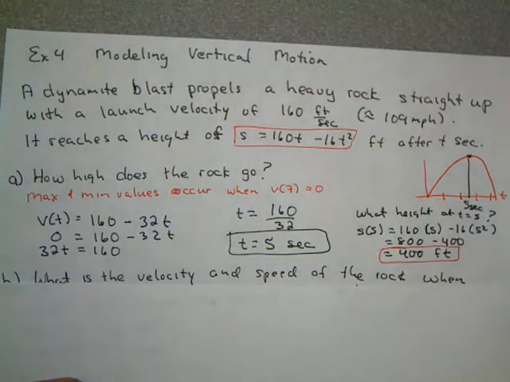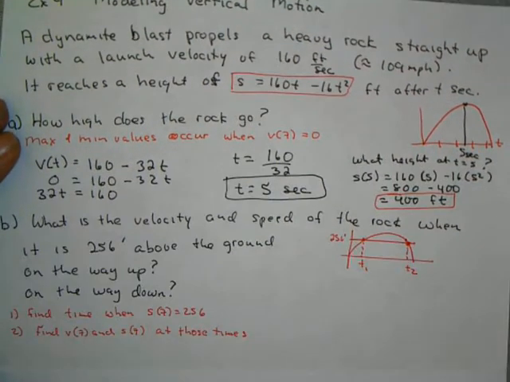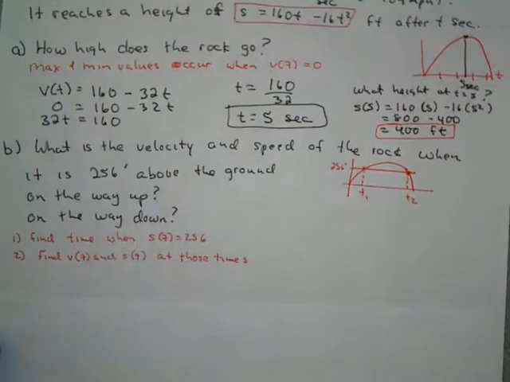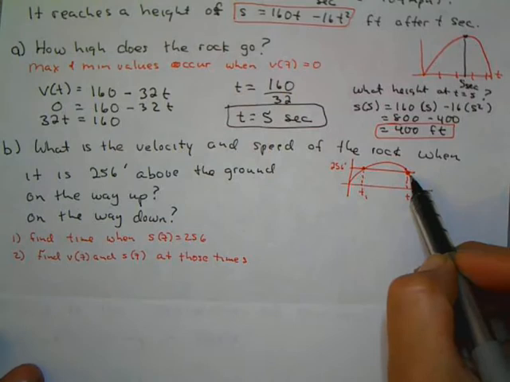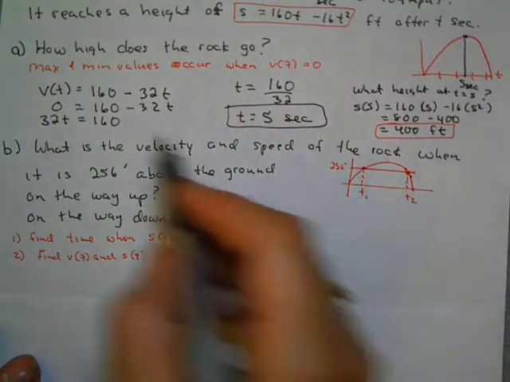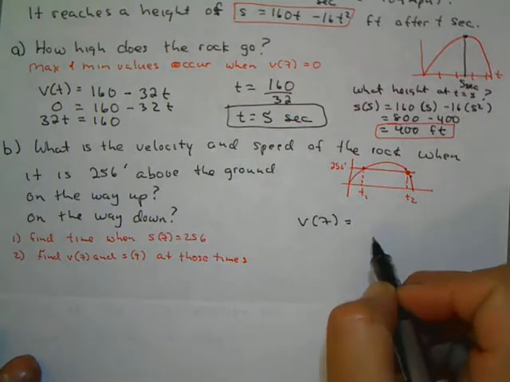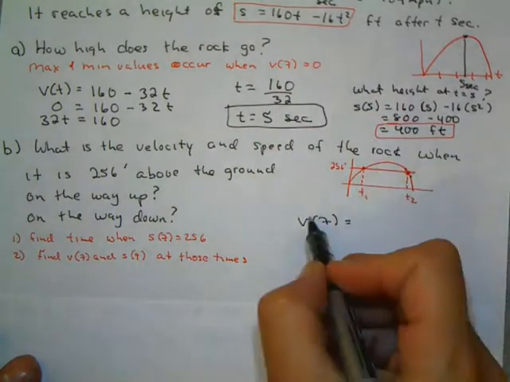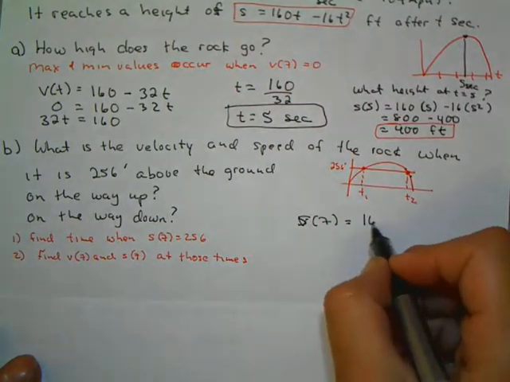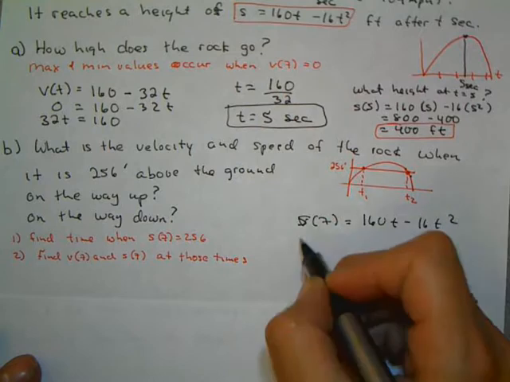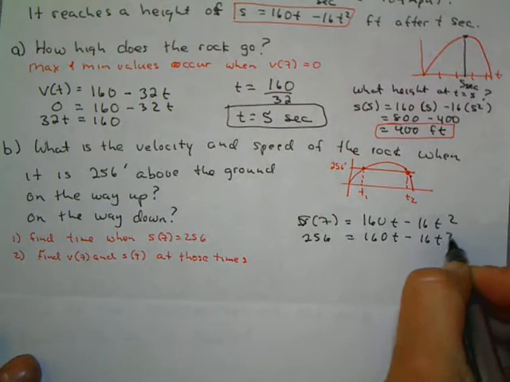Now, what is the velocity and speed of the rock when it's 256 feet above the ground? Notice it's going to have that height twice, on the way up and on the way down. So to do that, we take our position function, s of t, and we want to know when it's 256 feet above the ground: 256 equals 160t minus 16t squared. We're going to have to put 256 feet right in here. And I use the position function because I want to know the height.